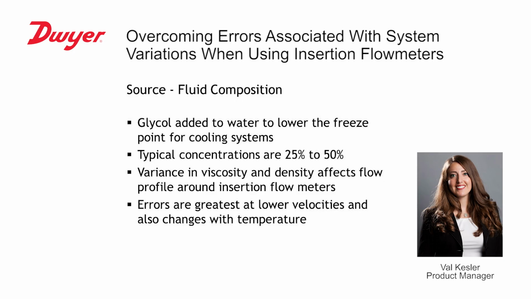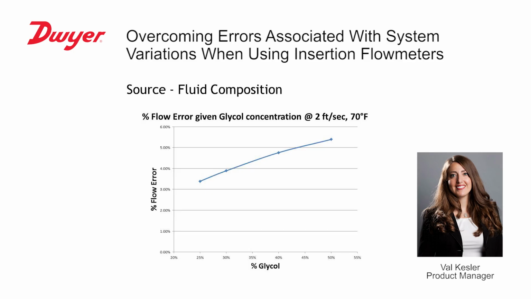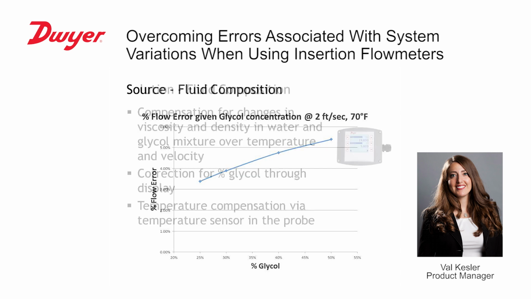In particular for an insertion mag meter, the errors can be greatest at lower velocities, and they can change with temperature. As I show here on this chart, from 25 to 50%, you can have as much as an additional 5.5% error in the flow, down to about 3.5% with a 25% glycol input.